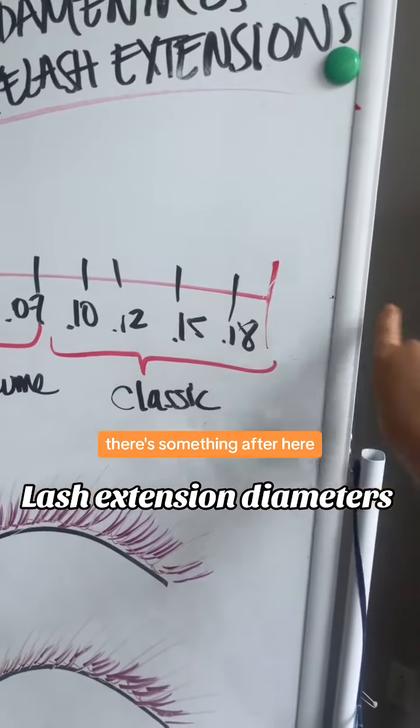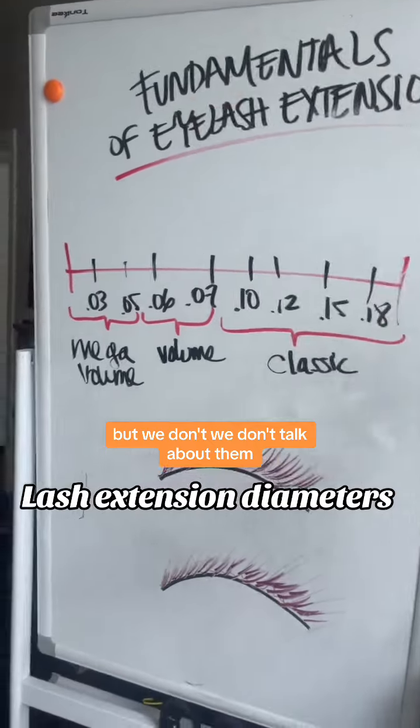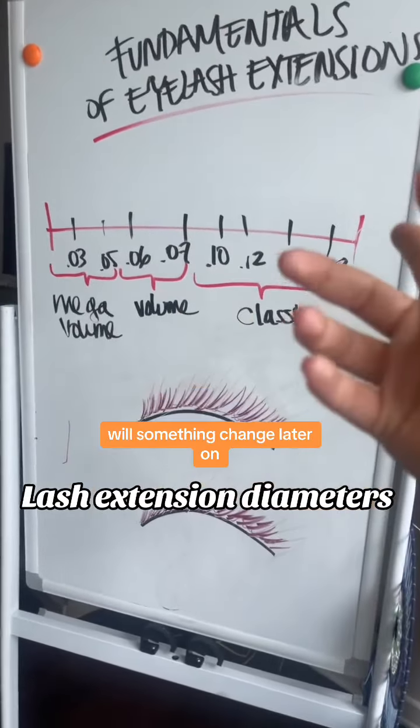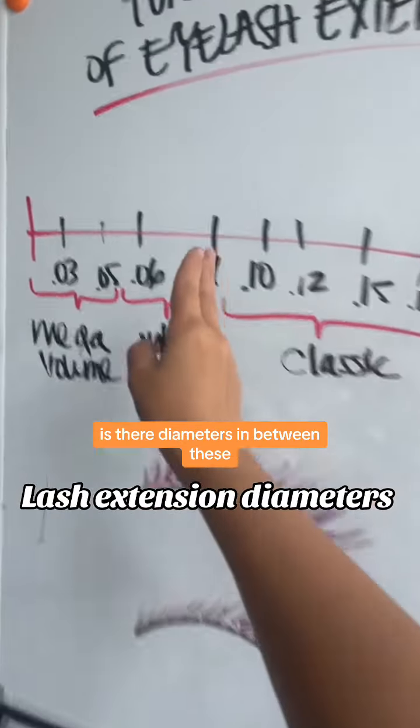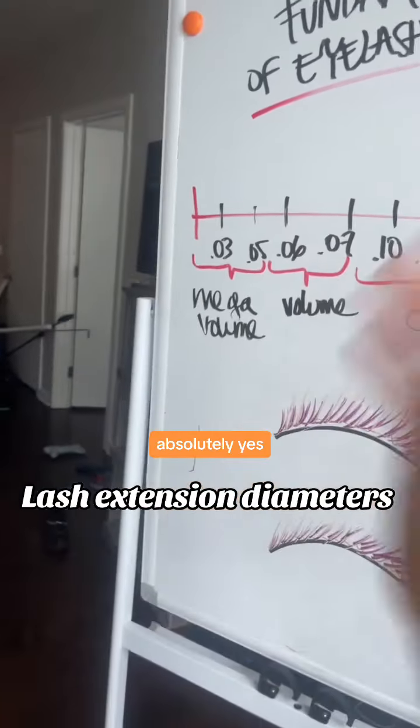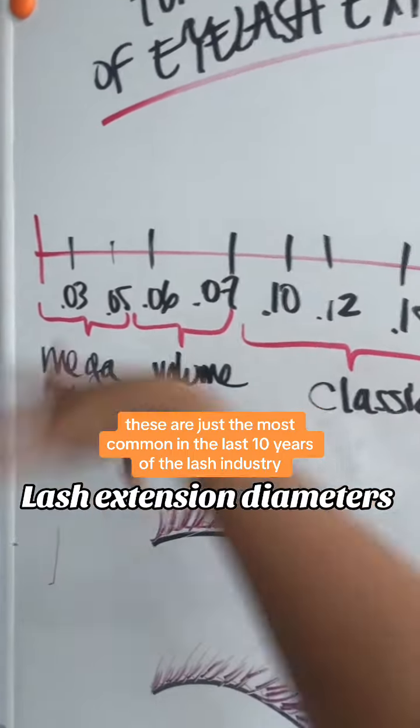Okay, hear me out. There's something after here, but we don't talk about them. We don't use them as of right now. Will something change later on? We don't know. As of right now, we have 0.03, 0.05, 0.06, 0.07. Are there diameters in between these? Absolutely, yes. These are just the most common in the last 10 years of the lash industry.